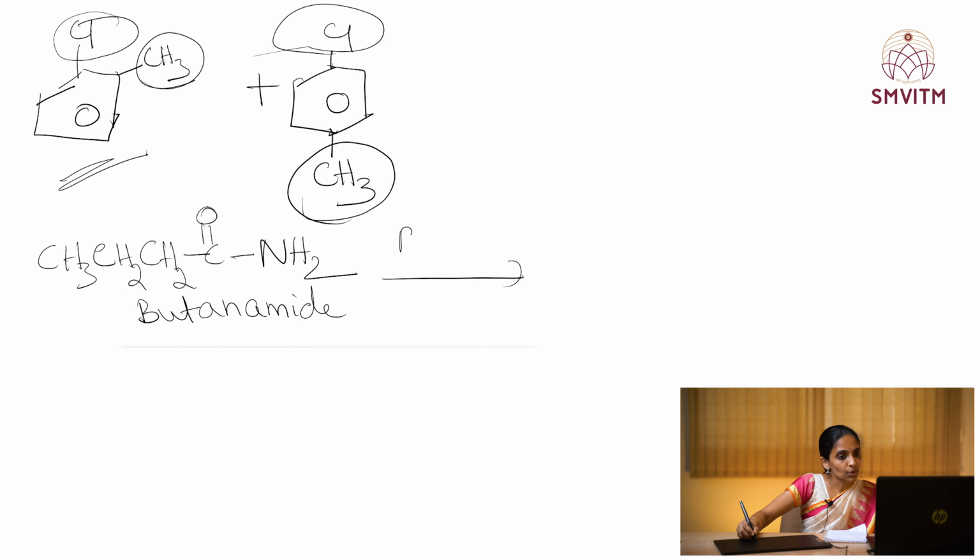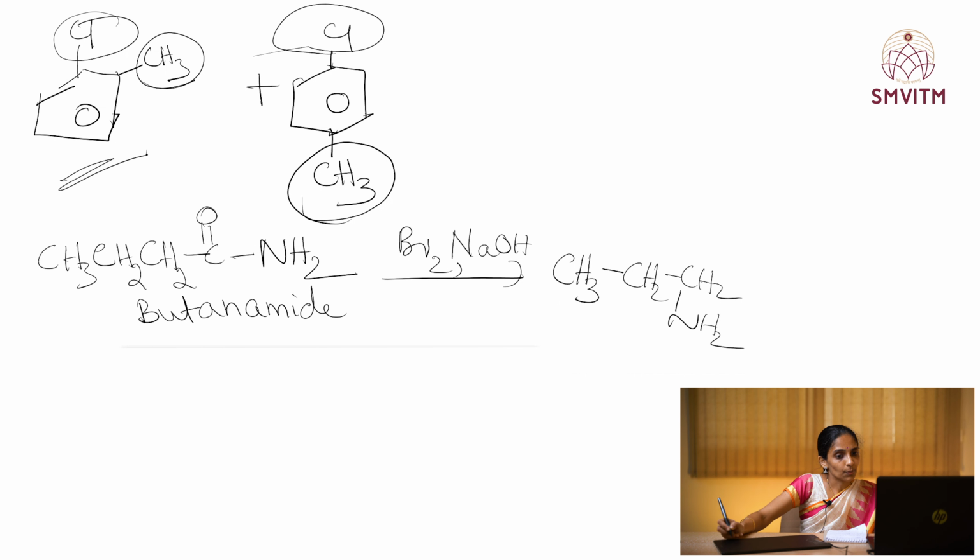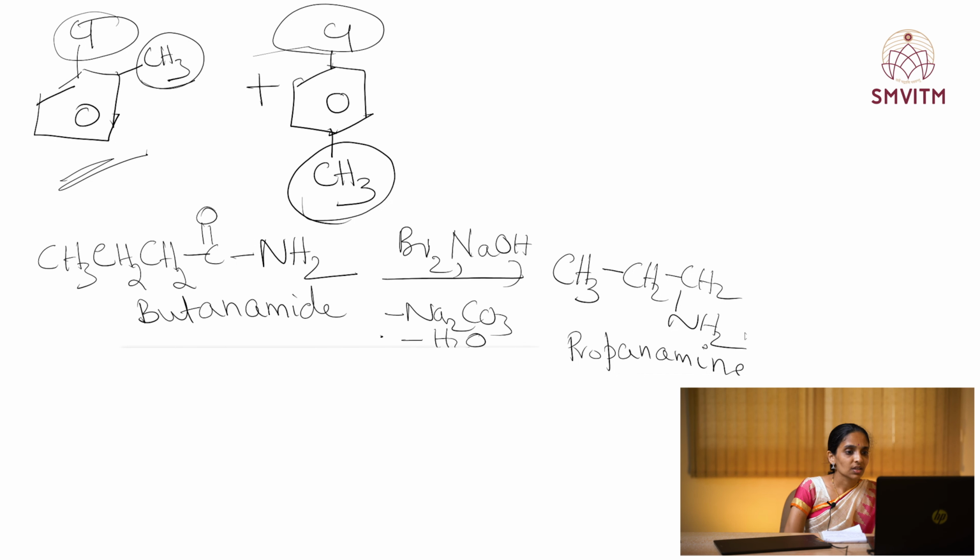Treat it with bromine and NaOH, then you get CH3CH2CH2NH2, that is propanamine. Of course, there are byproducts in the reaction. They are Na2CO3 and water. So this is the answer. You can also give the equation for the process.